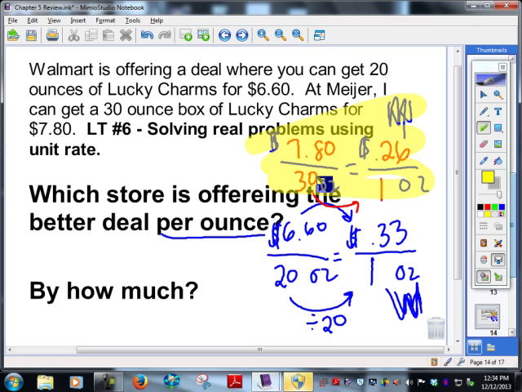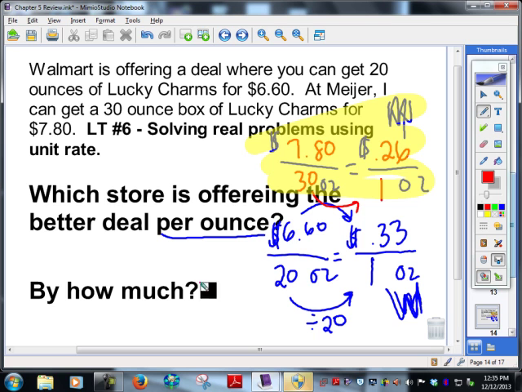Meijer. You can get it for 26 cents rather than 33 cents. So how much less are you saving? Well, whenever you're trying to figure out how much more, how much less, how many more, anything like that, does anybody know what operation that means? What operation is that asking for, Durgay? Subtraction is always how many more. Okay? So how much are you saving?